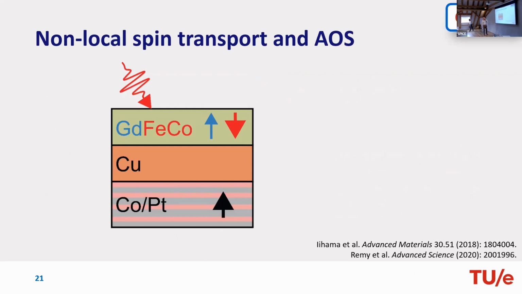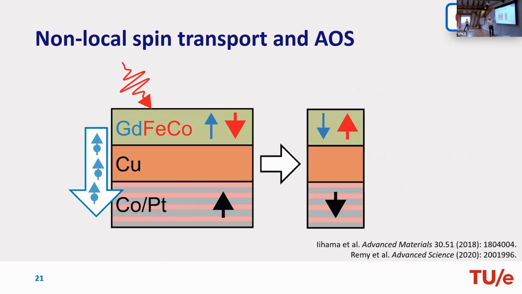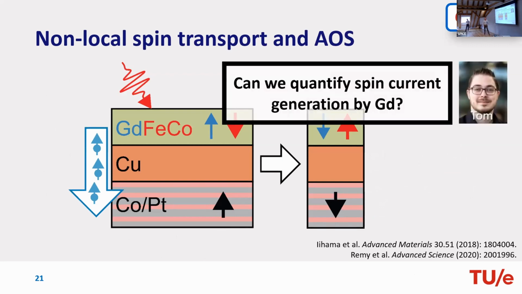So non-local spin transport and all-optical switching, there have been reports where you have cobalt, gadolinium, iron, copper, and cobalt platinum, and want to switch the whole system by generating the spin currents like that. So if you create a current, you also switch the other one to the opposite side, as presented in this work. So Tom asked the question, can we quantify the spin current generation by gadolinium?